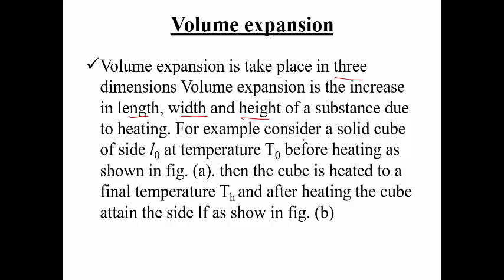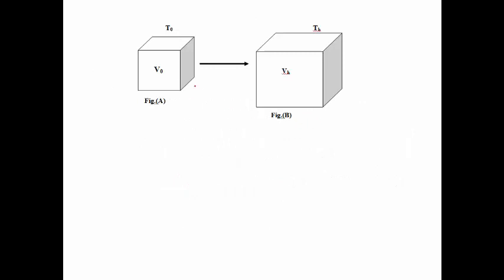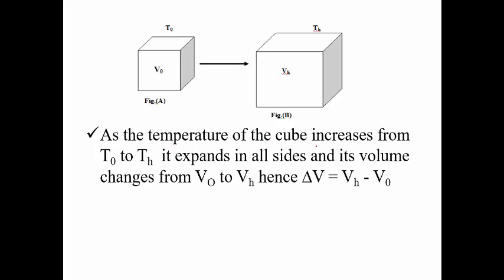Three dimensional. For example, consider a solid cube of length L naught at temperature T naught, before it's heated up, shown in figure A. Then the cube is heated to temperature TH, and after it's heated, it is shown in figure B. In figure A, it's before, and this one is after. That means this one is at cold, and this one is at hot temperature. As the temperature of the cube increases, the volume of the object will increase. This increase in temperature is from T0 to TH, and it expands on all sides, that means length, width, and height, and the volume changes from V0 to VH.